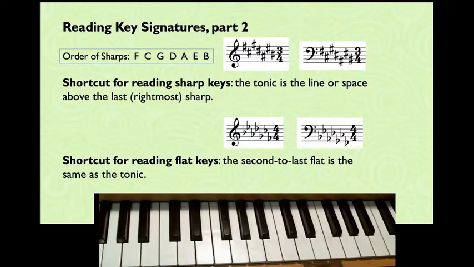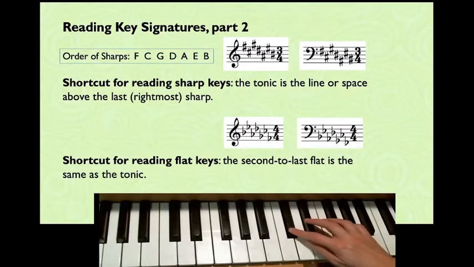A shortcut for reading sharp key signatures: the tonic of the key is the line or space immediately above the last, or rightmost, sharp. So in this example, with a whopping 7 sharps, the note right above B sharp must be some kind of C, but we know it can't be C major. If you look back toward the beginning of this enormous sharp-filled key signature, you'll see that there's a sharp on the 3rd space from the bottom of the treble clef staff. So this must be a key signature for C sharp major. That's probably not a key you'll come across very often.